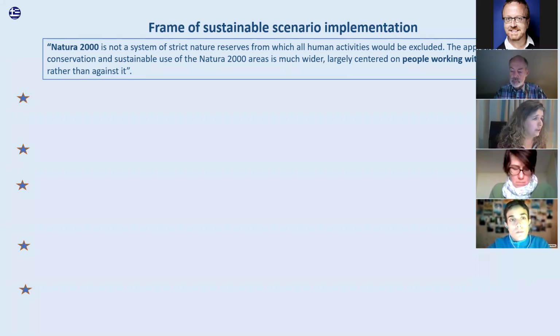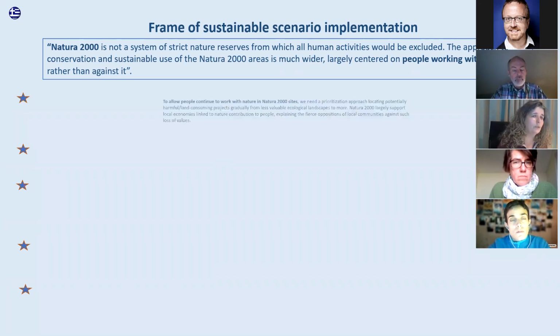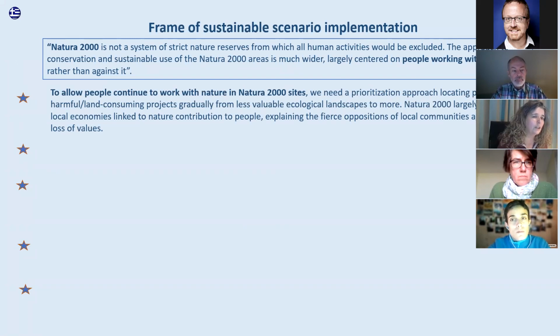This is true, okay? The approach is to make people work with nature rather than against it. This is also what our scenario tries to do. It tries to allow people to continue to work with nature in Natura 2000 sites. That's why we have all these big reactions. That's why we need a prioritization approach for locating potentially harmful land-consuming projects gradually, from less valuable ecological landscapes to more valuable ones, starting from the most degraded land, let's say.